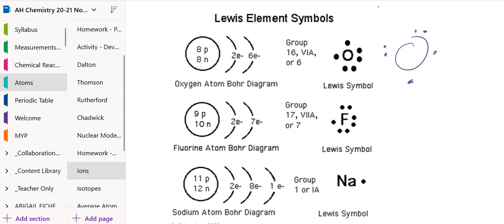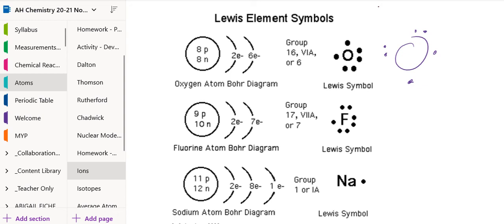So notice, the one I drew, is it exactly the same as the one next to it? No. Where the paired and unpaired are doesn't matter. What matters is six dots, two pairs of electrons, and two unpaired electrons. Okay?